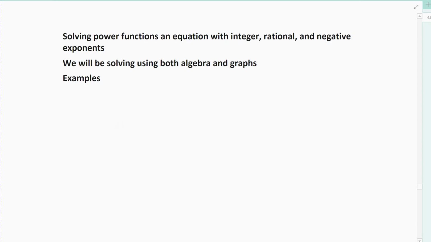Okay, the last thing that we're going to talk about in Chapter 4 is solving equations with powers. Both integers, which are kind of like polynomials, which we've done before. We're going to do single value polynomials. And then we're going to involve rational and negative numbers. Alright, we'll be using algebra methods, and then we'll kind of check them graphically. It's always a good idea, because graphs kind of help you out, especially if you're struggling with solving these algebraically.